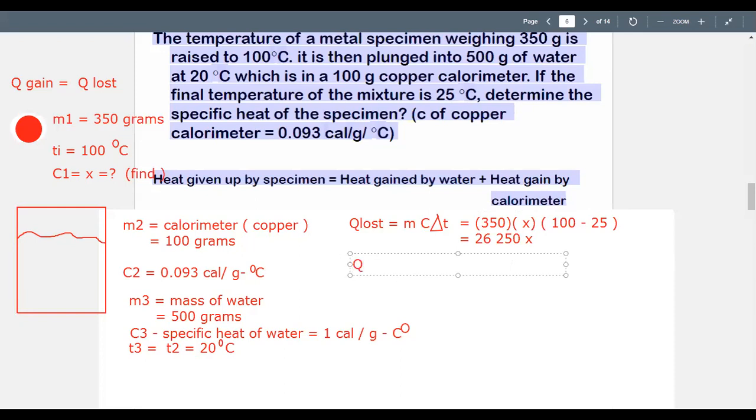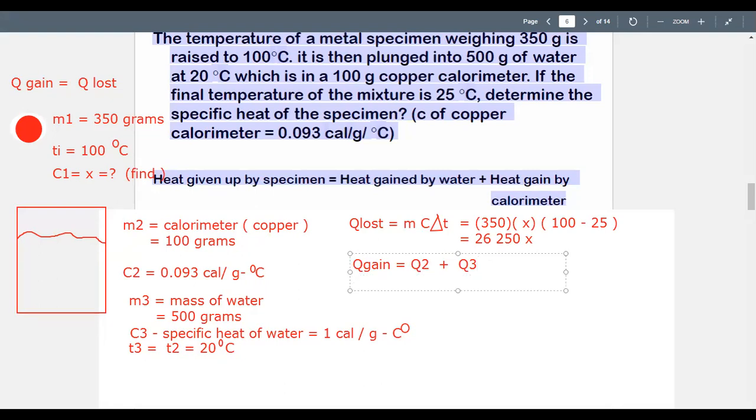So heat gain is created or is due to the calorimeter container and the water below. These two materials that are colder will be the ones that increase their temperature. So heat gain is, again, heat due to substance 2 plus the heat gained by substance 3. What's substance 2? The container, the calorimeter container. What's substance 3? This is the water.